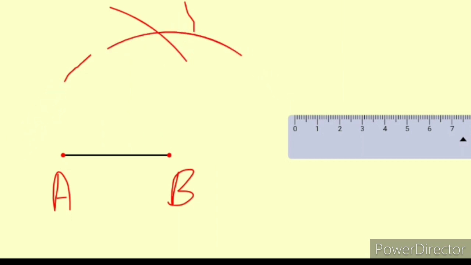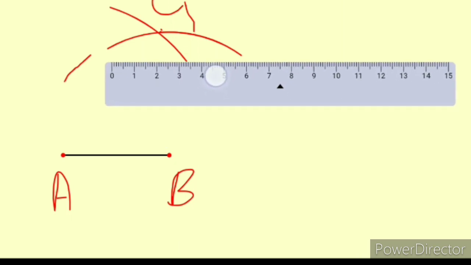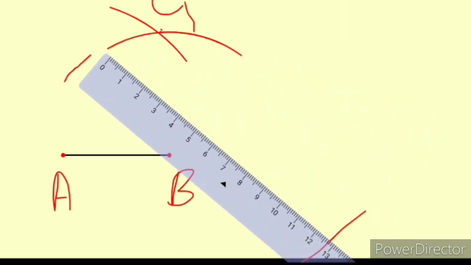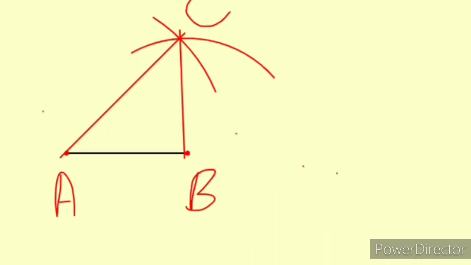Now these two arcs meet at a point. Here it is. Give the name as C. Using the scale we will join AC and BC. Now we got our required triangle ABC.